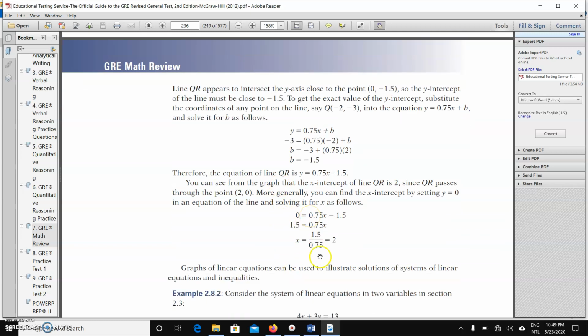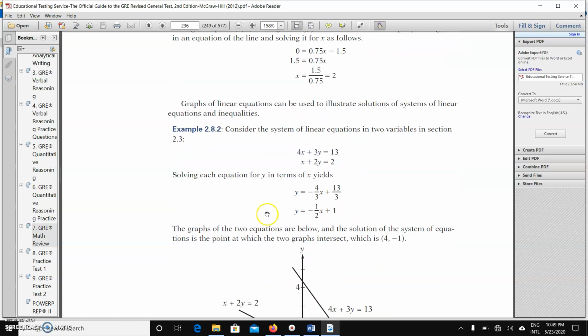So the same thing goes for this one. In this case, they want you to look for the x-intercept, but here y is equal to 0, and if the y-intercept is 1.5, then you can solve for your x.